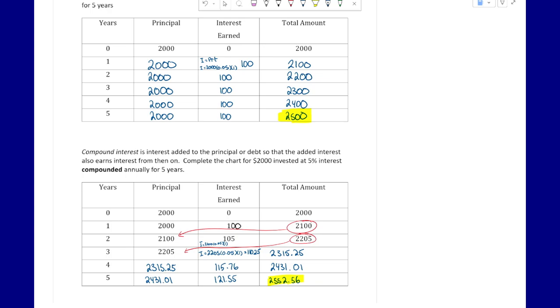If you're saving money, you might be like, well, no, if I'm saving money, I'd rather compound interest, right? Because I'm going to earn more money. If I owe money and I'm paying this back and I have to pay back the interest, then you might say, well, I'd rather it be simple interest because I'll pay back less, right? Unfortunately, you don't get to pick and choose what interest you use. The banks are always going to be using compound interest.